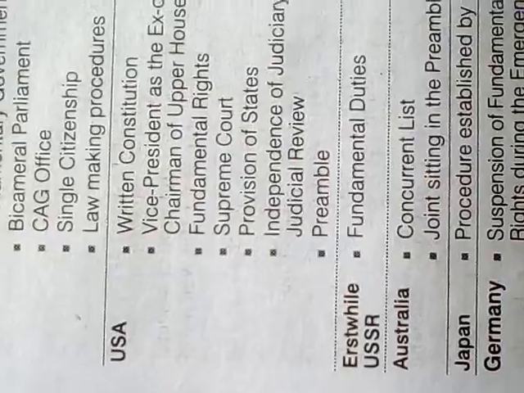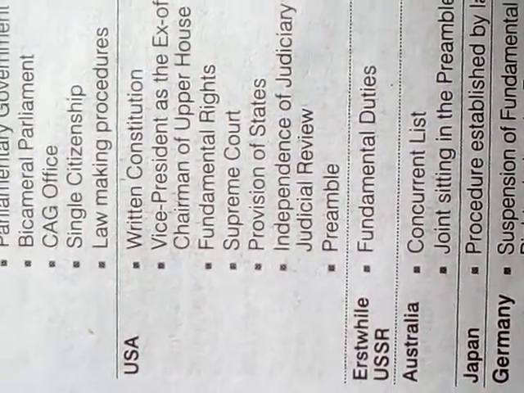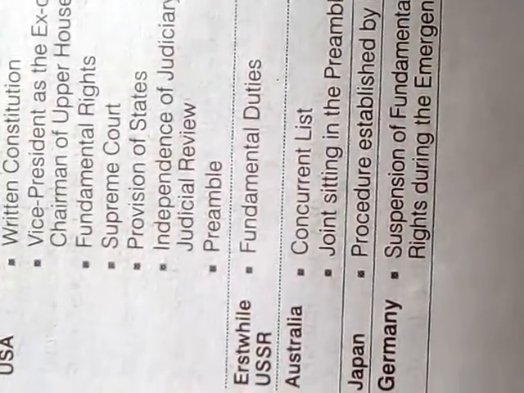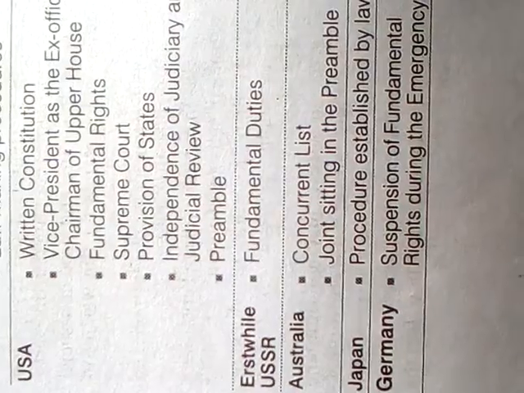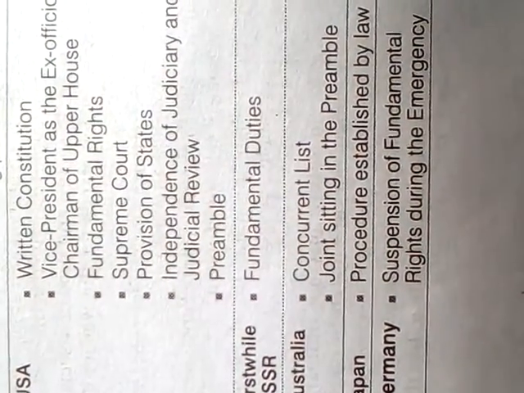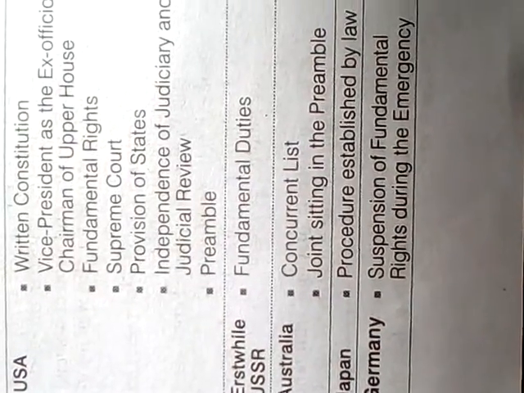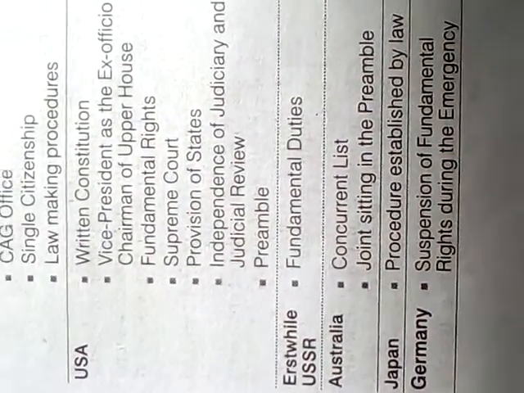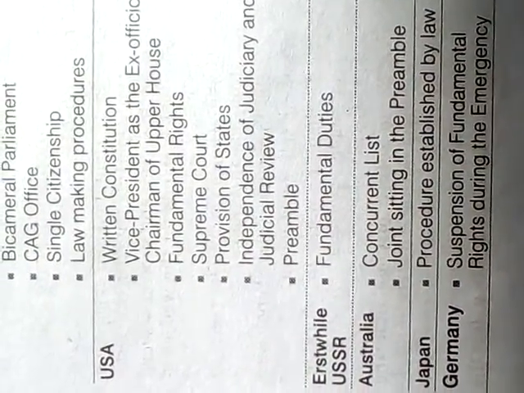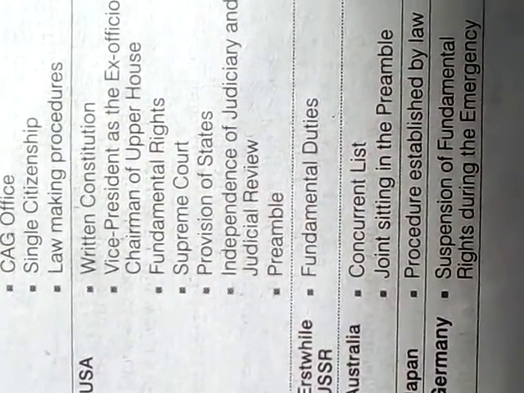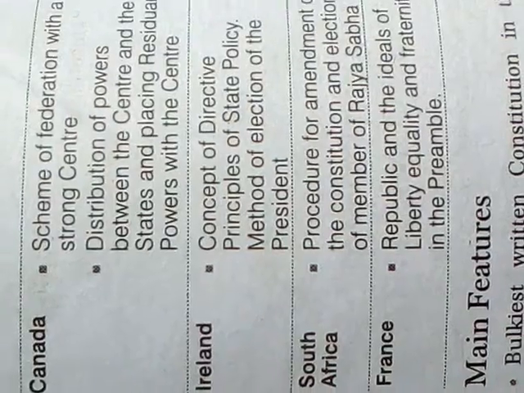Erstwhile USSR, now Russia: we took fundamental duties from the USSR. Then Australia: from Australia we borrowed the concurrent list and the joint sitting in the parliament. Now Japan: from Japan we took procedure established by law. And from Germany, suspension of fundamental rights during the emergency.